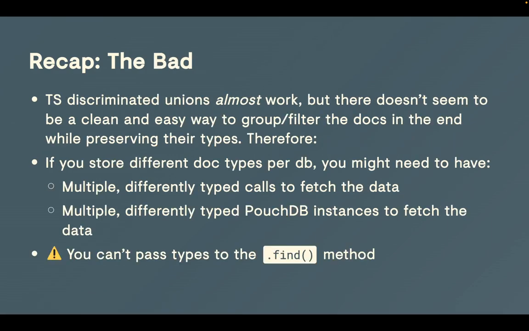Bad is, for me at least, that the discriminated unions thing almost works, but there just doesn't seem to be a clean and easy way to group or filter the docs after you've fetched them while preserving their complete types. And so therefore you'd have to use workarounds. If you store different doc types per database, you might need to have multiple differently typed calls to fetch the data, or multiple differently typed PouchDB instances to fetch the data. And nah, neither is fantastic. I could live with the first, the second just feels iffy to me. And interesting find, you can't pass types to the find method, whereas you can pass types to all of the other core methods.